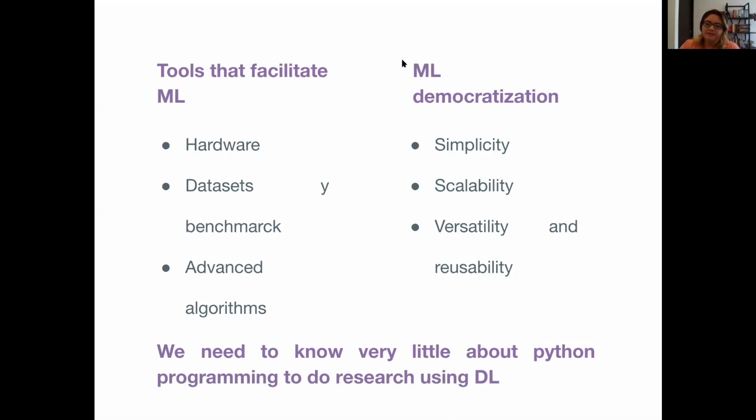some other things that have helped a lot with the machine learning democratization are the simplicity, not the simplicity of the algorithms, I mean the simplicity of the way they can be implemented, because there are many libraries like scikit-learn, which is the one we are going to use all around the practical session.